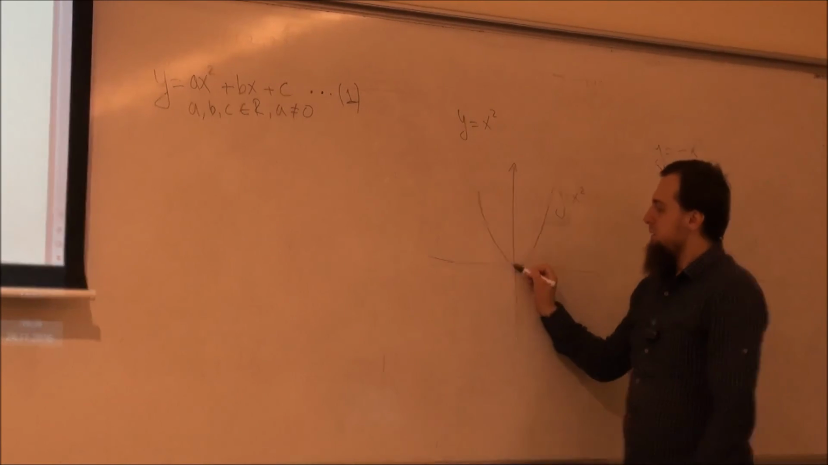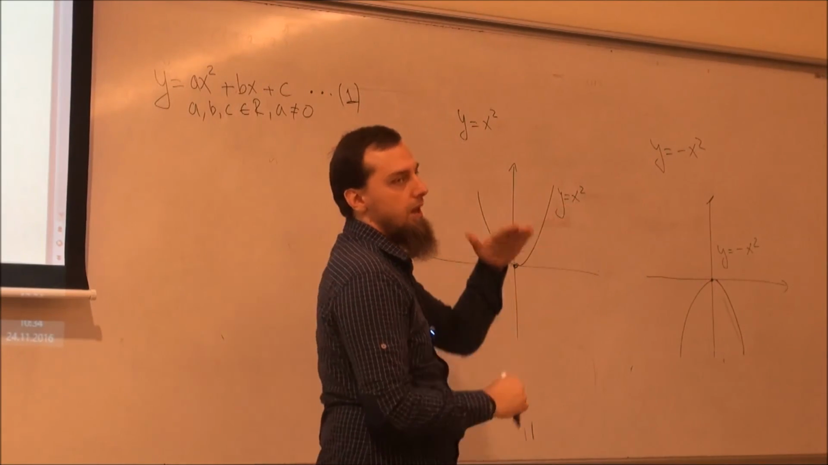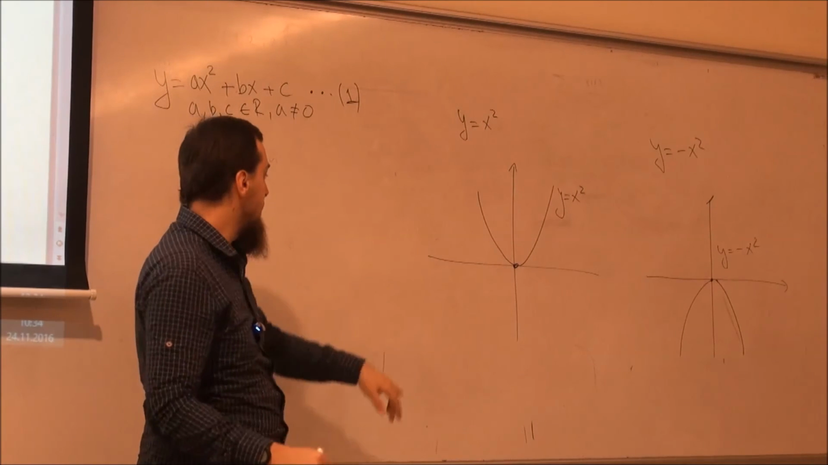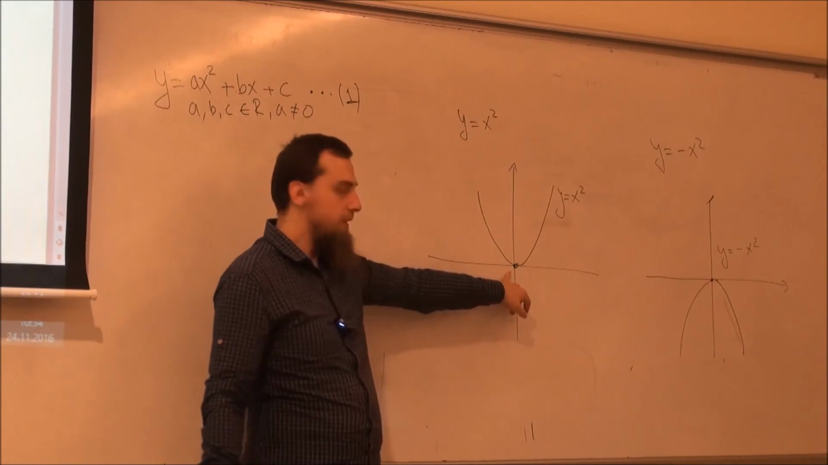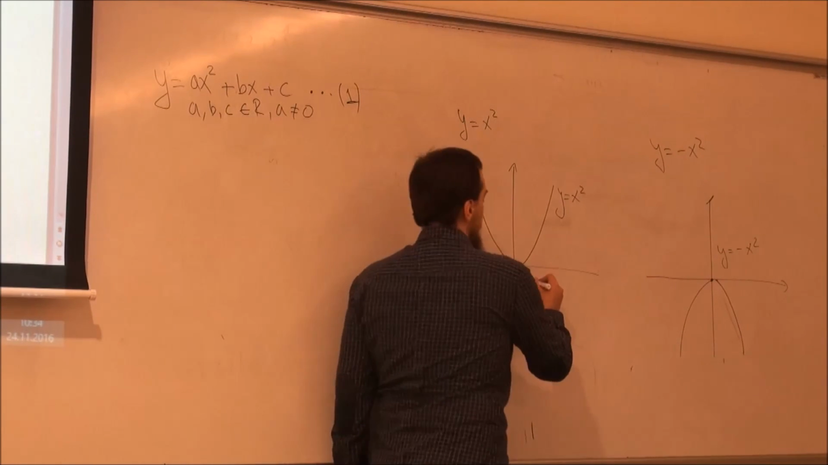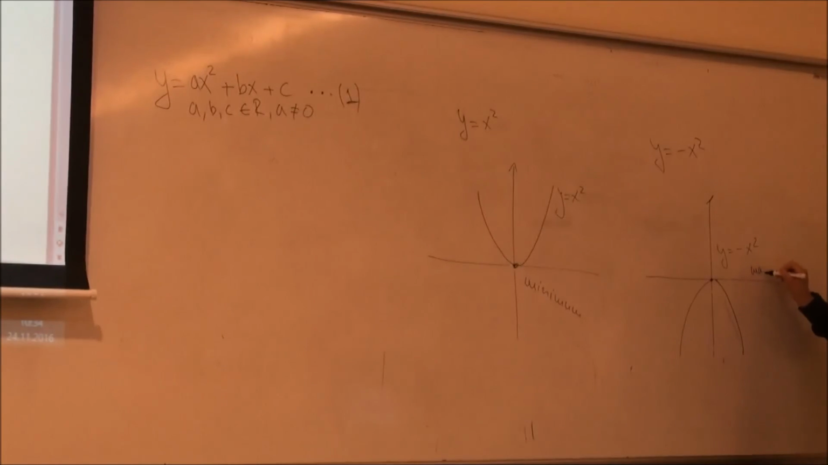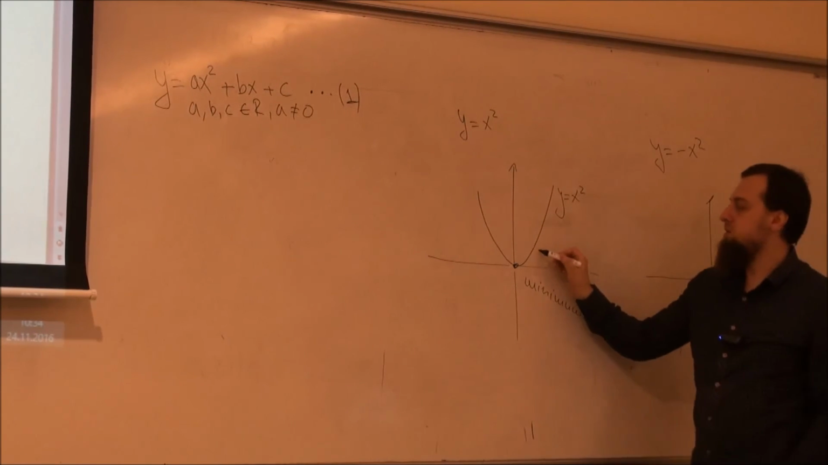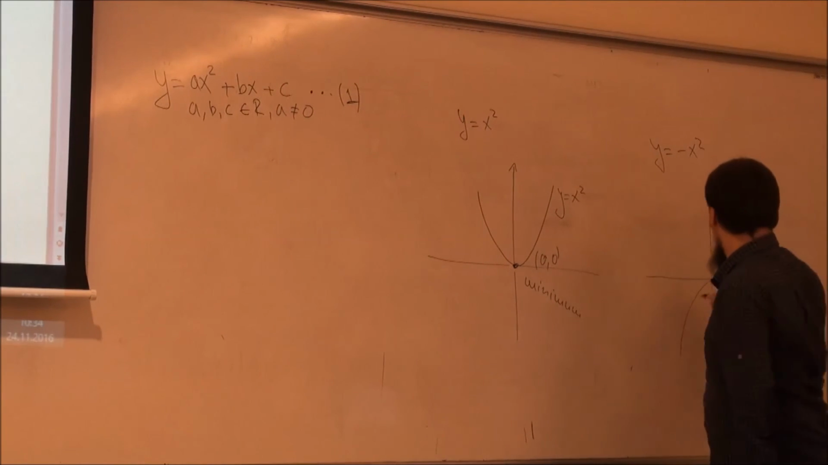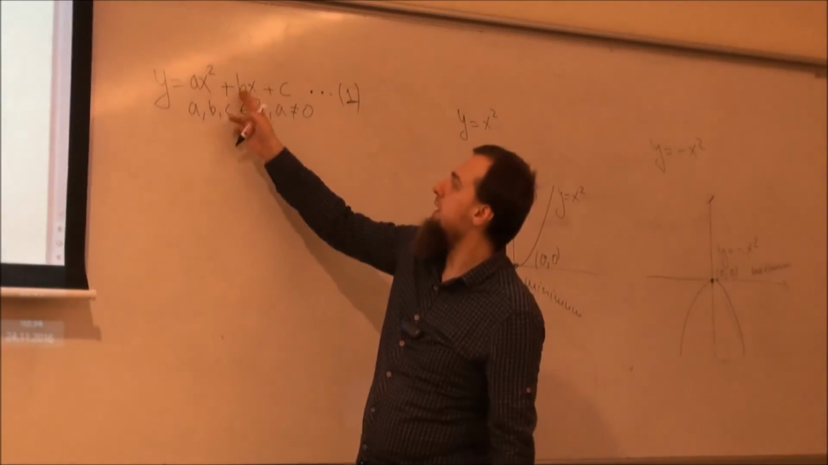Now, parabolas have extreme points, meaning the point with the highest value and the point with the smallest value. Those are called extreme values. This parabola has a minimum. This is the smallest value y can have. But this parabola here has a maximum. And it's here. Both of them are at 0, 0. But it's not always 0, 0 because we can have other values for a, b, and c.